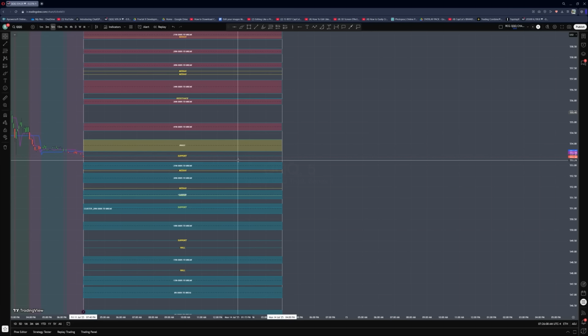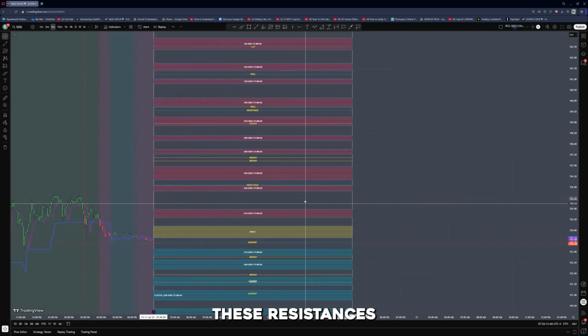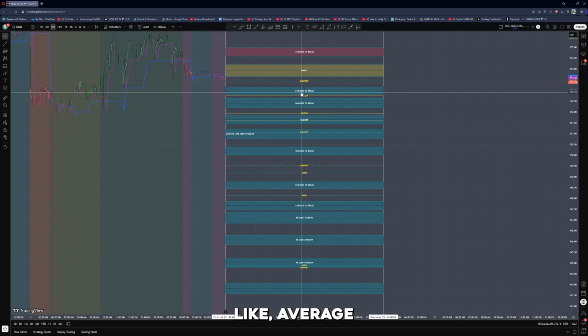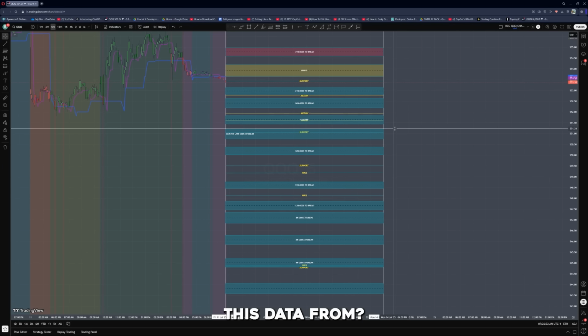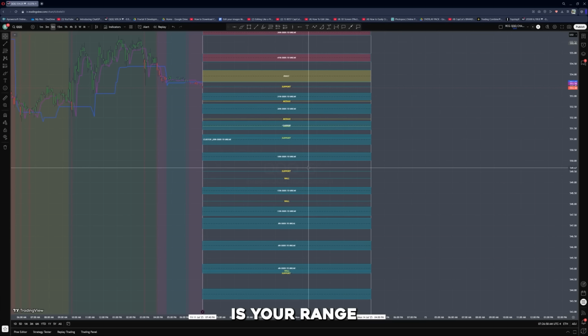Now here I use the sinusoidal wave graph. That is what I'm using to plot out these resistances and supports. Those clusters we saw, that is what I'm plotting right here. And you look at these, I've written 31% odds to break. Now where did I derive this data from? Remember we were looking at the statistics. So I looked at 550.02, so what's the nearest price that is present in my statistics graph that can give me the odds to break it? So it was 18%. So I just used those statistics.